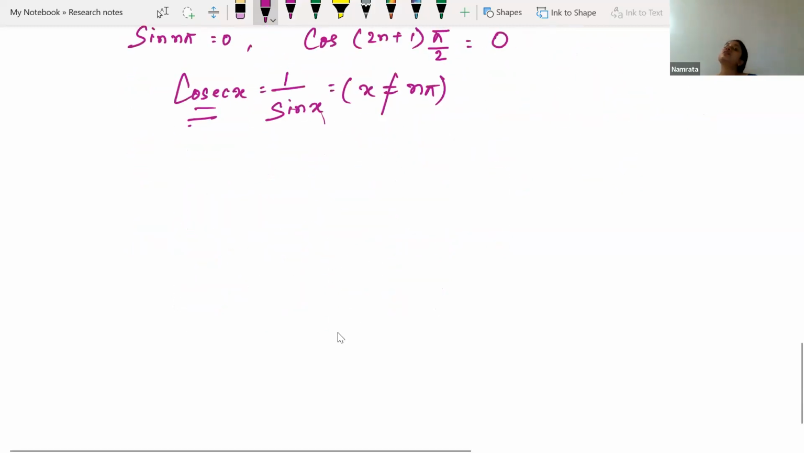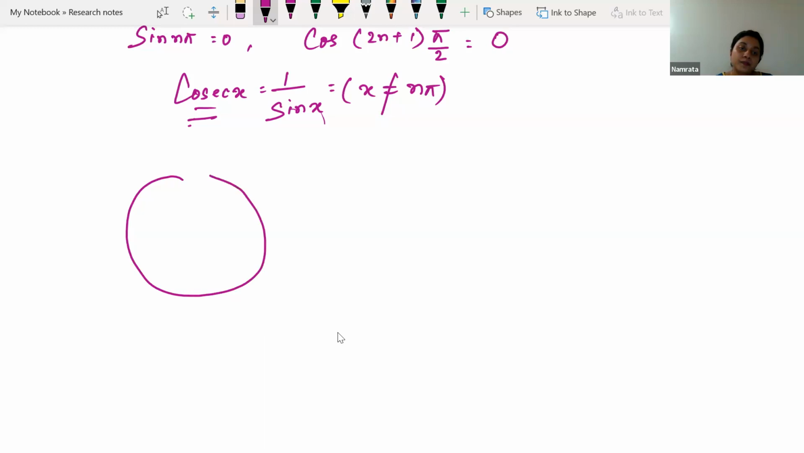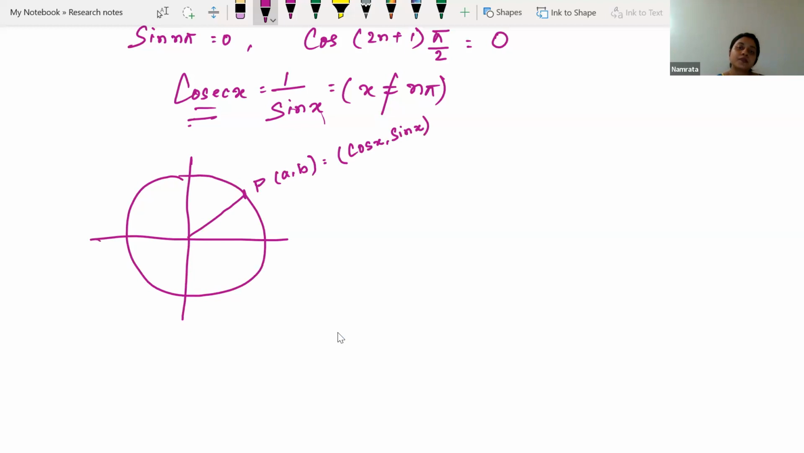Now, today we will be especially focusing on allied angles. These are some details which you must know. Here we were talking about the unit circle, where I told you that the coordinate of P was a comma b, and we have just got that its coordinate can also be written as cos x, sin x, when this angle is x. Okay.